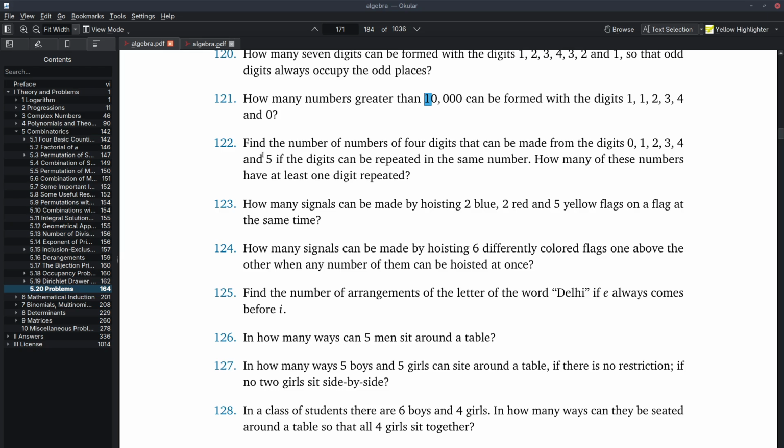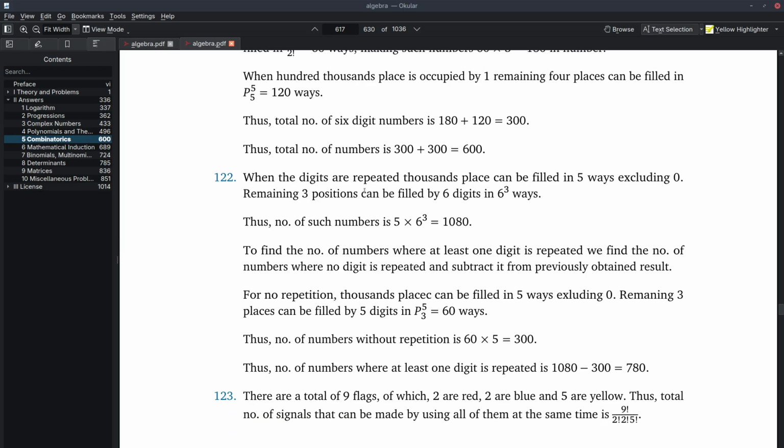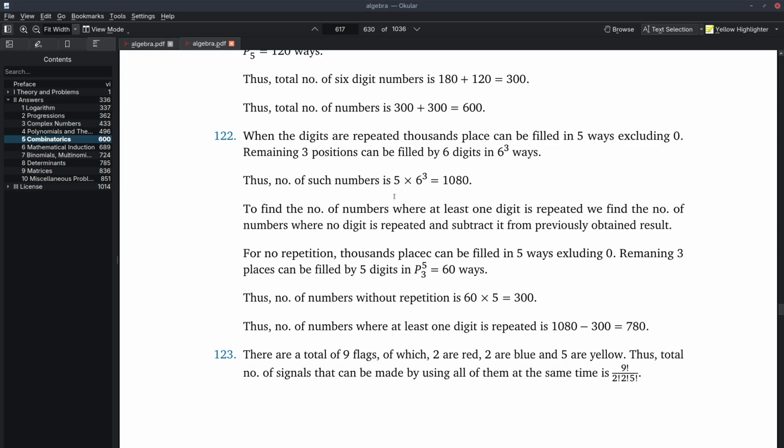Question 122 says that find the number of numbers of 4 digits that can be made with the digits 0, 1, 2, 3, 4 and 5. If the digits can be repeated in the same number, how many of these numbers have at least one digit repeated? So when digits are repeated, thousands place can be filled in 5 ways excluding 0. Remaining 3 places can be filled by 6 digits in 6 to the power 3 ways. So total number of such numbers is 5 into 6 to the power 3, that is 1080.